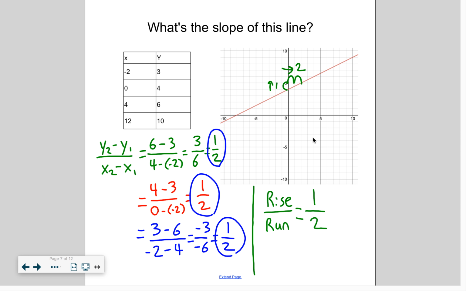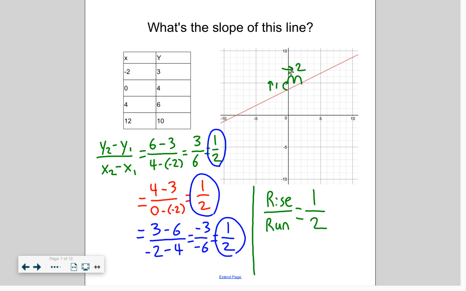So looking at this line now, this table is the same thing as this line. So I'm showing you how to figure out the slope given two different ways. So if I was just given a line, what is the slope? Well, I'm rising up 1, so my rise is 1, and I'm running over 2.